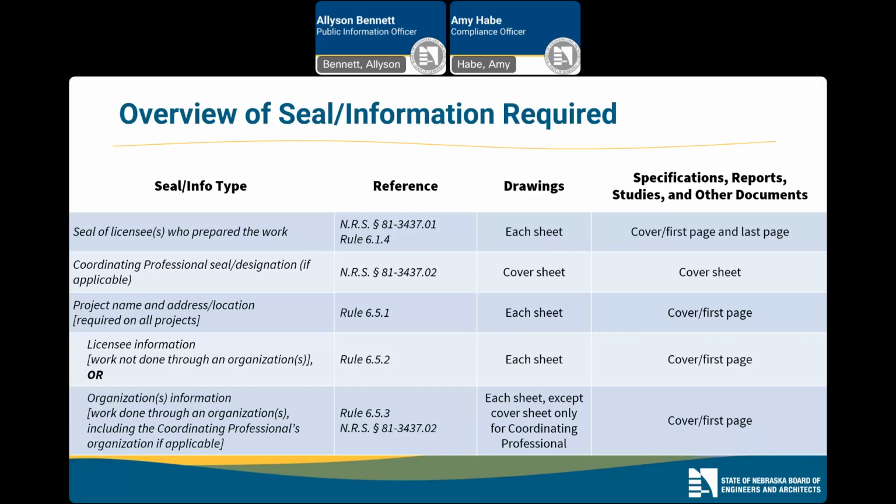Every page of plans need to include the project's name, address, and also contain the licensee's information. So again, if you are a true sole proprietor, each page is going to have the project's name, the project location, the licensee's name and licensee's contact information, as well as their seal. If you are doing work through an organization, those plans will have the project's name, the project location, the organization name, organization contact information, the organization's certificate of authorization number, and then the licensee seal, signature, and date.